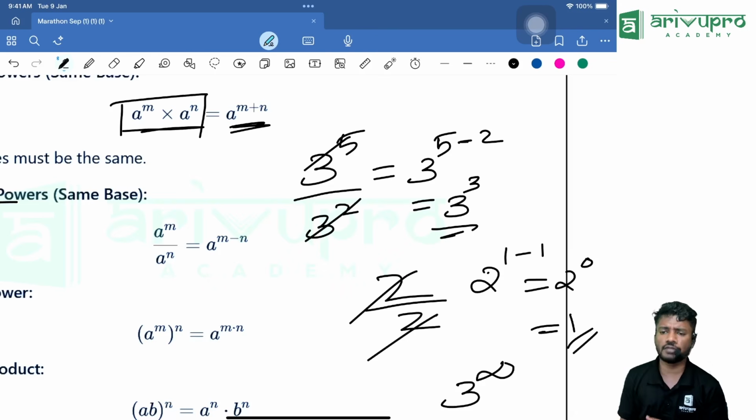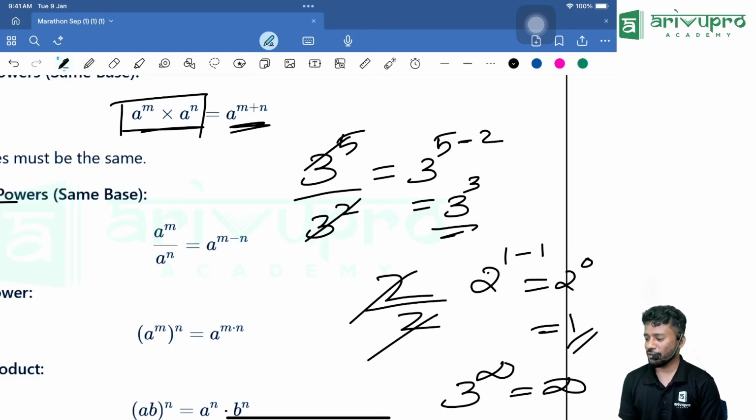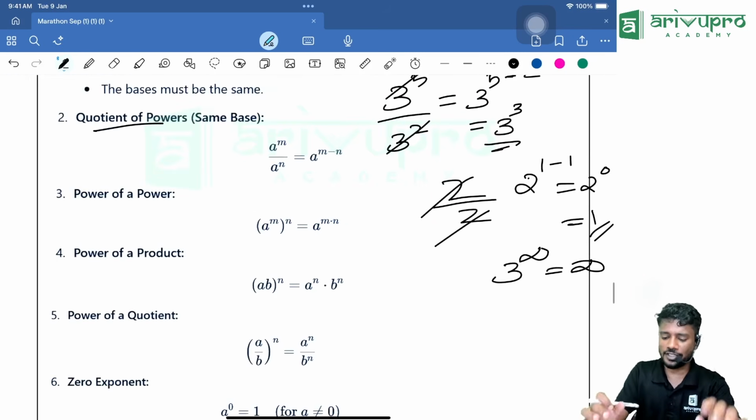Now I will ask you a simple question. What is 3 raised to infinity? No, 3 raised to infinity is infinity. You want proof? If you want proof, take your calculator. Type 5, then into, equal to, and go on forever. Then it will become error. That is called infinity. Yes, it is going towards infinity.